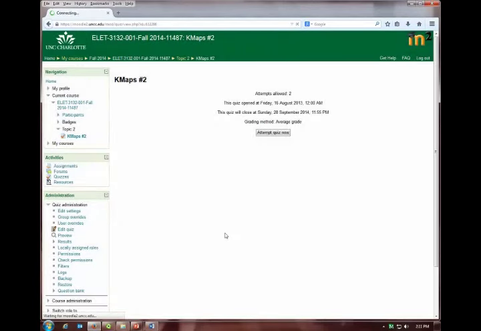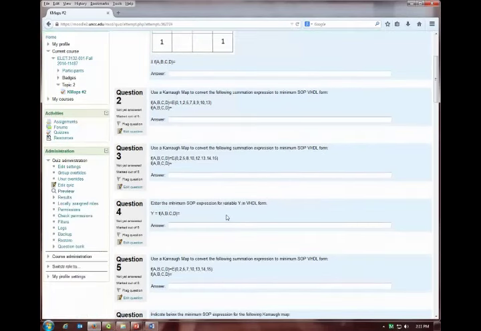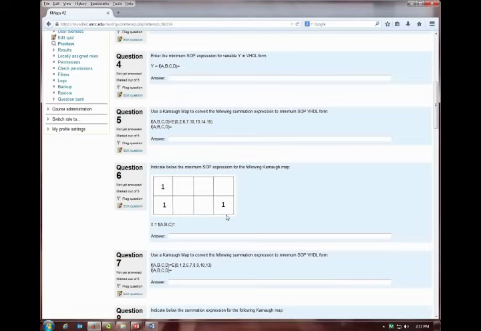As you see, it'll get there. This is the way these will work. Some of these, I hope, see here all of a sudden out of the blue, enter the minimum SOP expression for the variable y. Well, where the hell is the variable y? I don't see it. Do you?